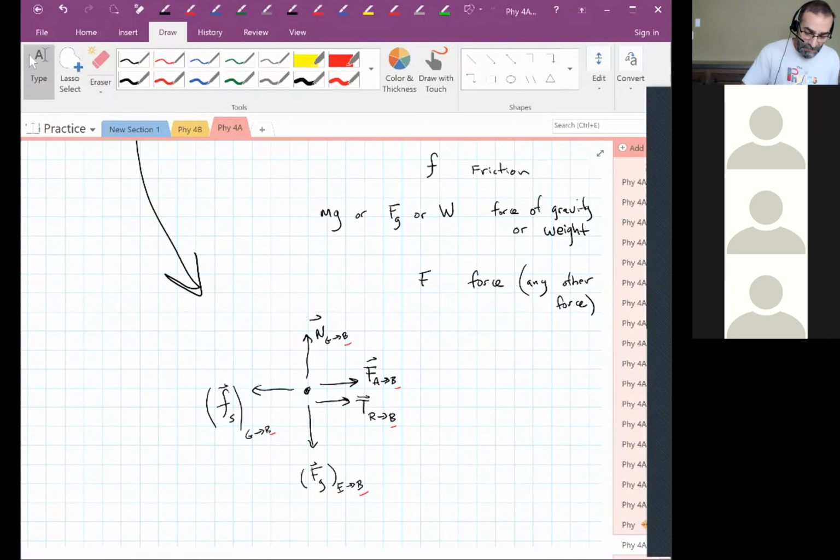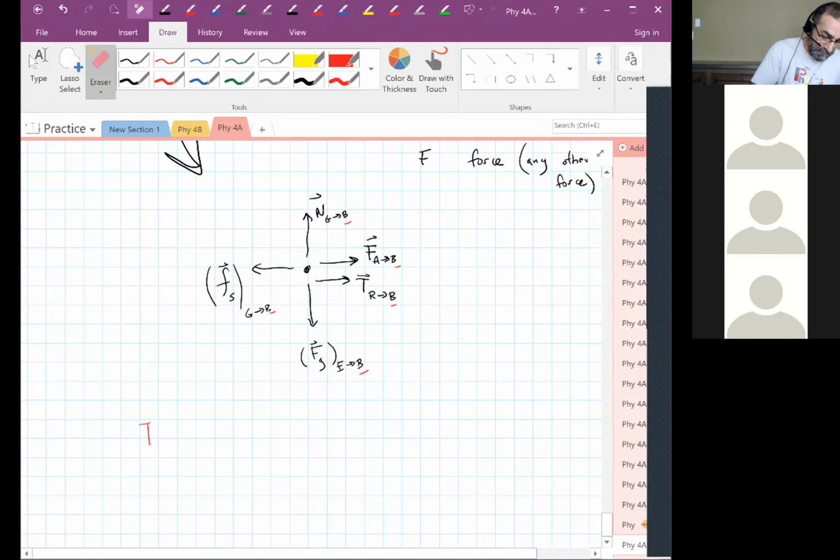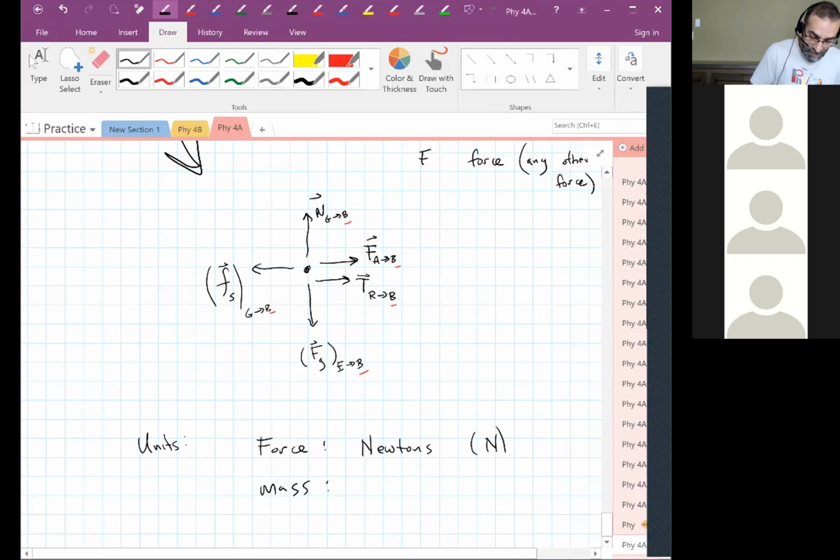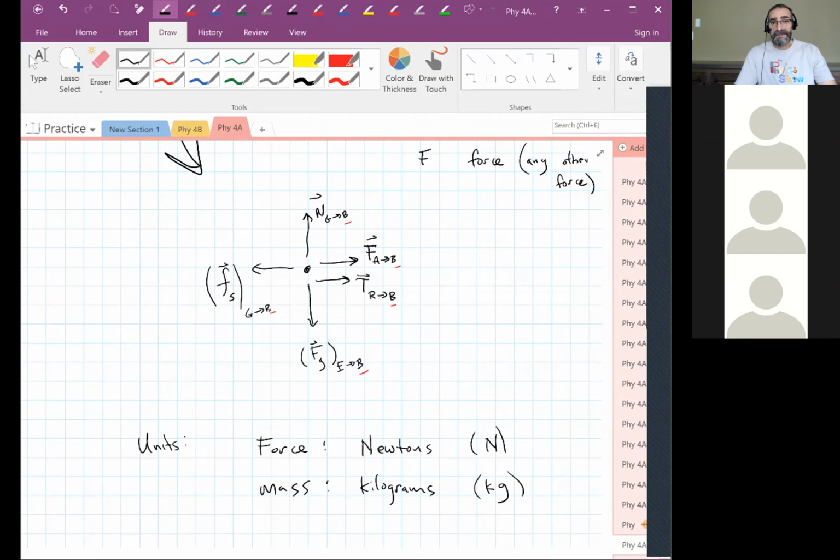So for forces, newtons, or capital N. And for mass, kilograms. Do you know what the unit is for mass? Non-SI unit, right? We have pounds for force. What do we use for mass?